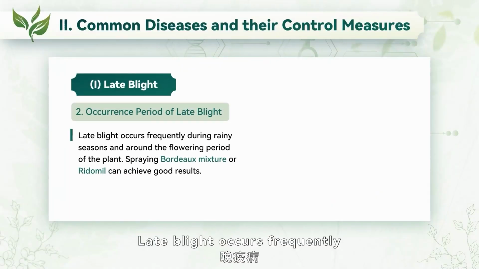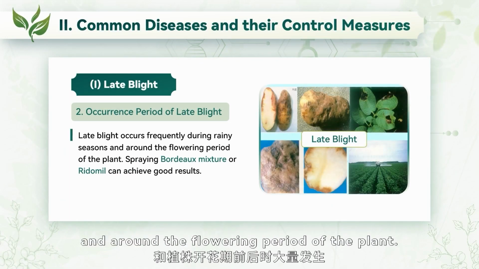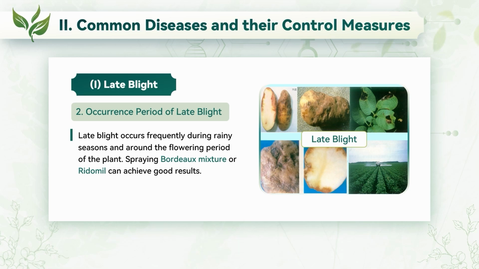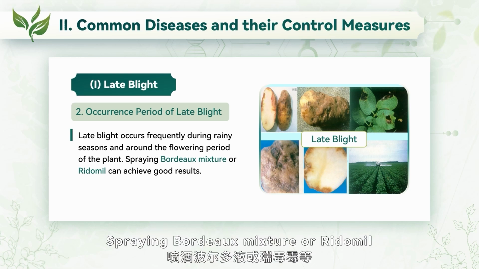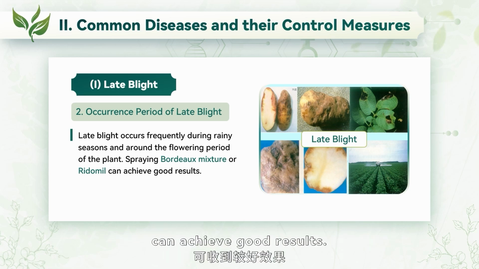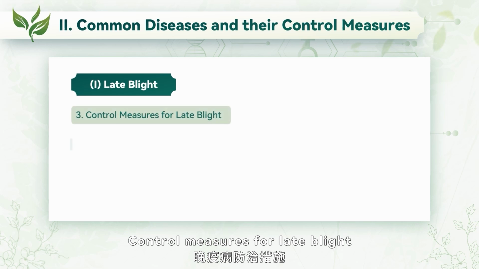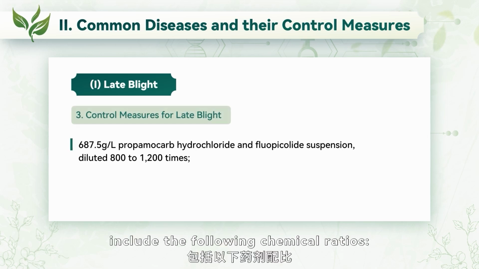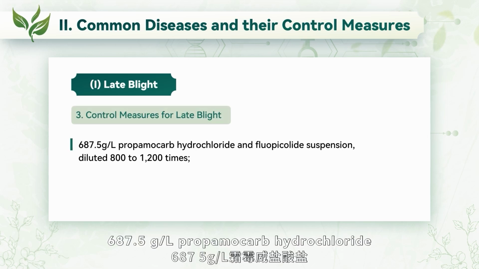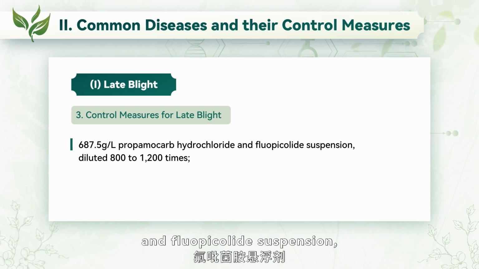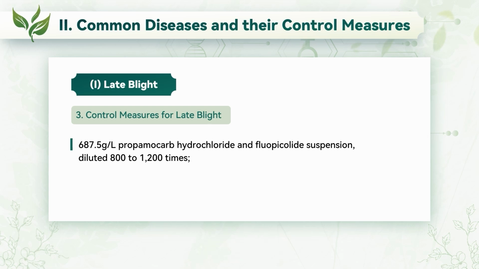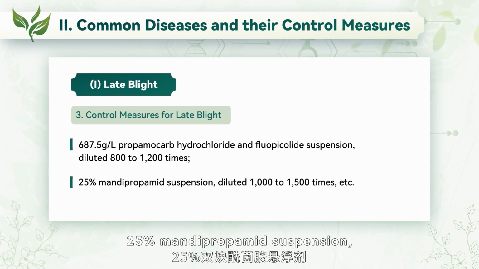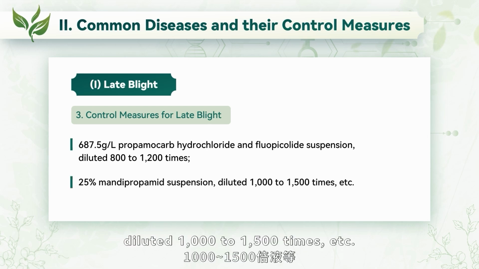Late blight occurs frequently during rainy seasons and around the flowering period of the plant. Spraying Bordeaux mixture or Ridamil can achieve good results. Control measures for late blight include the following chemical ratios: 687.5 grams per liter propanocarb hydrochloride and fluopicolide suspension, diluted 800 to 1,200 times. 25% mandipropamide suspension, diluted 1,000 to 1,500 times, etc.